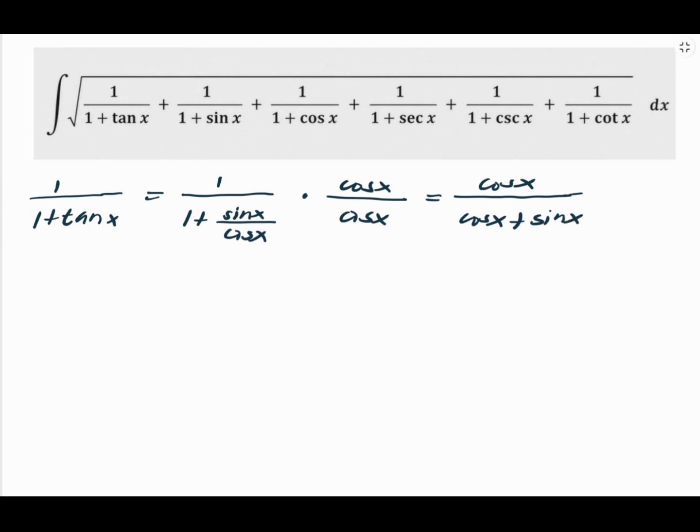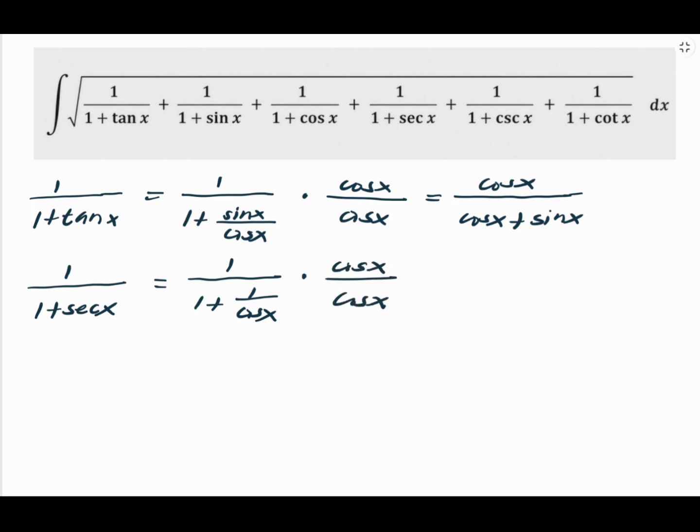Next is 1 over 1 plus secant of x. Secant of x is the reciprocal of cosine of x. So again, since the main denominator contains cosine of x, we will multiply both the numerator and the denominator by cosine of x. So that would be cosine of x over cosine of x, right, plus 1.